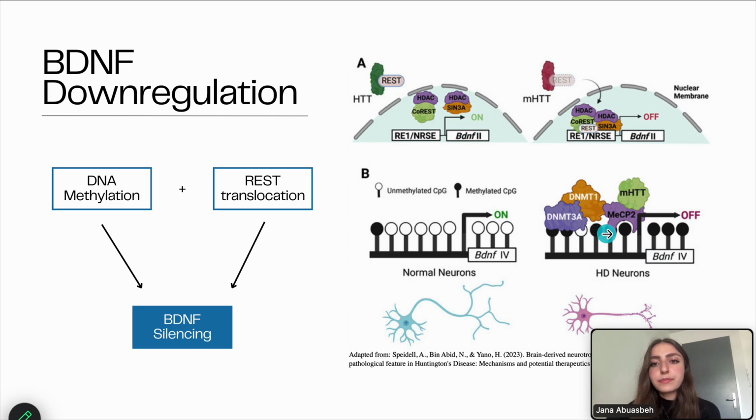And this binding prevents REST from translocating to the nucleus. But then we see how mutant Huntingtin does not bind to REST in the same way. And then REST translocates to the nucleus, and this allows it to form repressor complexes on BDNF exon 2, also silencing the gene. So these two mechanisms converge and lead to BDNF silencing, and we see this BDNF downregulation in action.